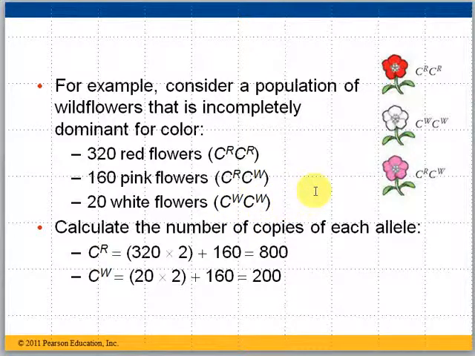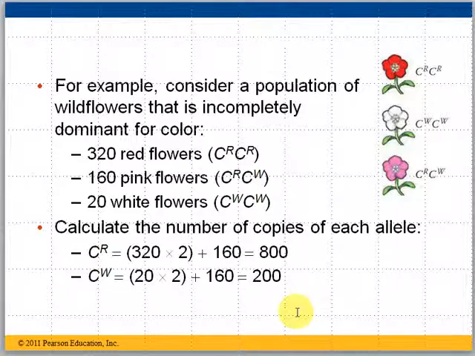Now there's only 2 alleles: the R allele or the W allele. We can calculate the number of copies of each allele in this entire population. For the R dominant allele, it's 320 times 2, because the 320 red flowers have 2 copies each, plus 160, that's half of the heterozygous. So there's 800 copies of the R allele. For the W allele, we have 20 individuals that have 2 of them, so that would be 40, plus the 160 from the heterozygous. So you have 200 copies of the W, or recessive, allele.